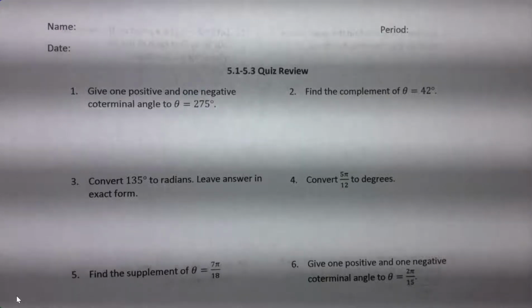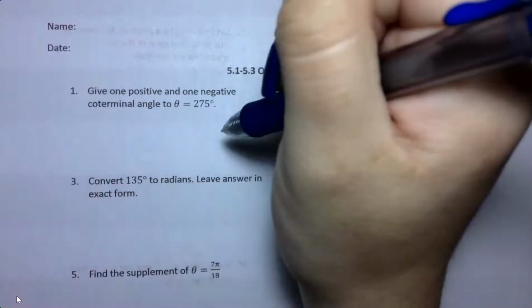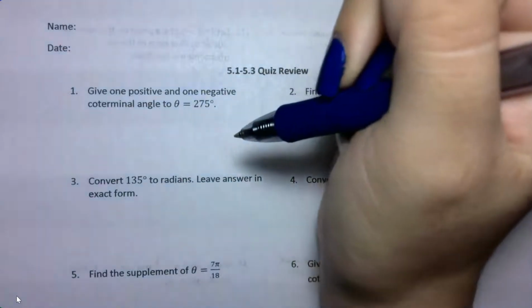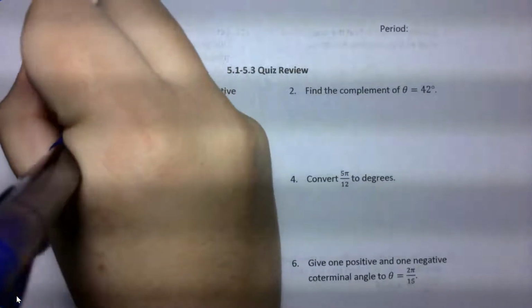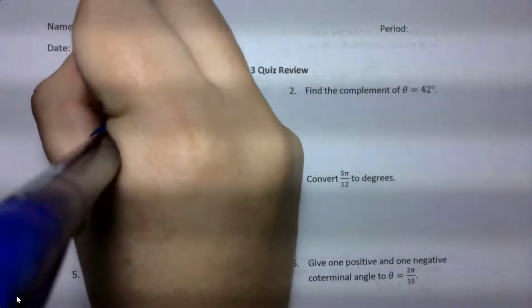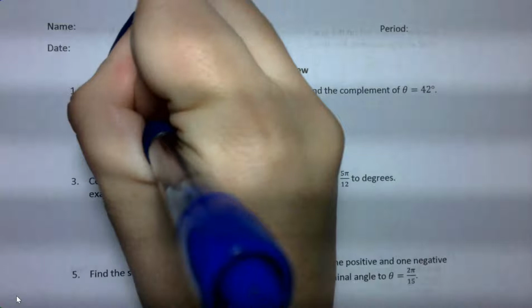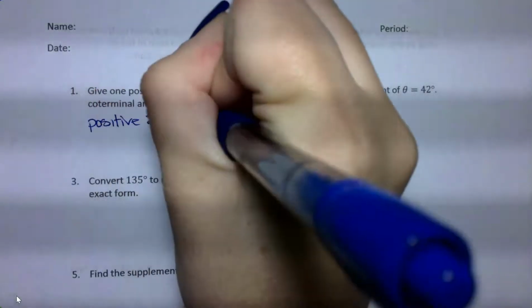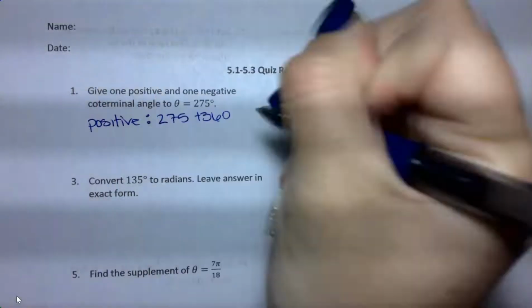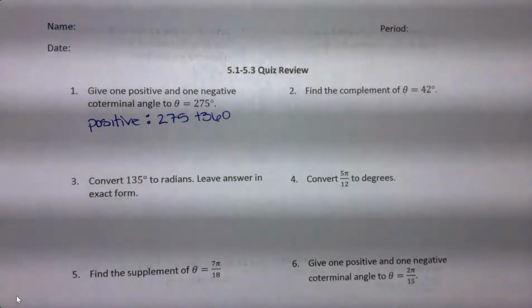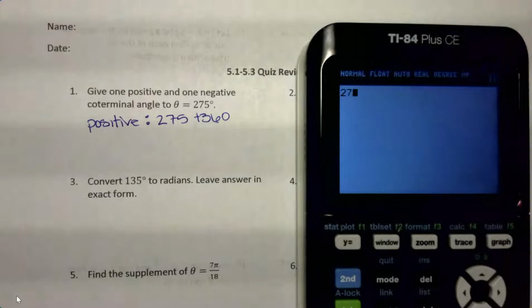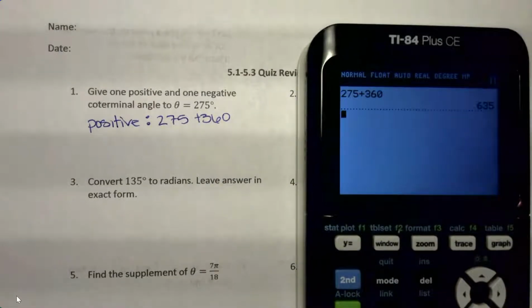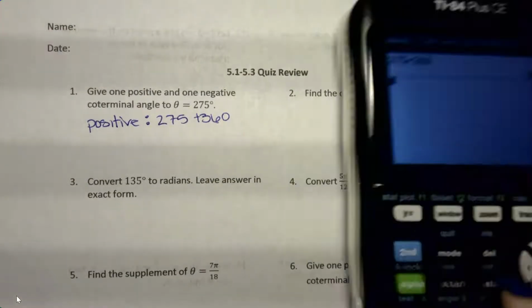Remember, coterminal means I spin in a complete circle and I land up on my original angle. So for my positive one, I want to add 360 to the angle I was given. So I'm going to do 275 plus 360, and I will use my calculator for this one. So I want to do 275 plus 360, which gets me 635.